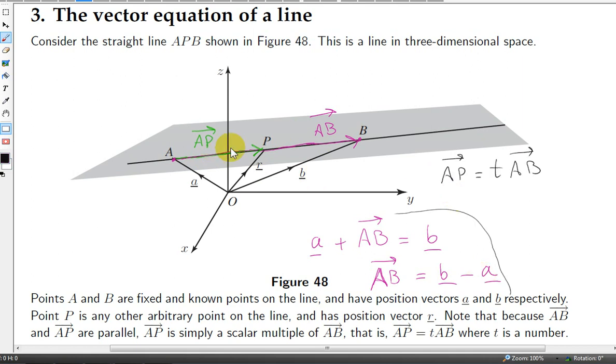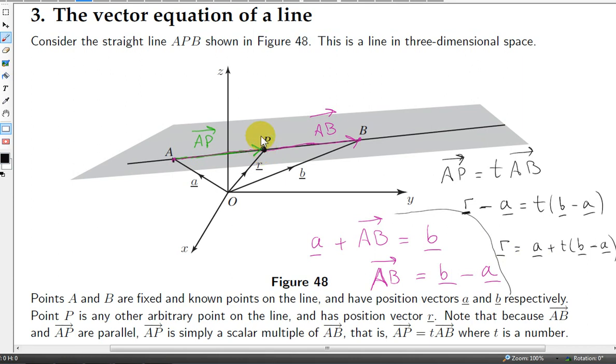We can of course do the same thing for vector AP. We take the position vector of the head of vector AP, which is R, and subtract the position vector of the tail of vector AP. That's vector A. So we can write R minus A for vector AP, and that's equal to T times vector AB, which we can write as B minus A. So now we can generate our line using this formula here. R is the position vector of any point on the line.